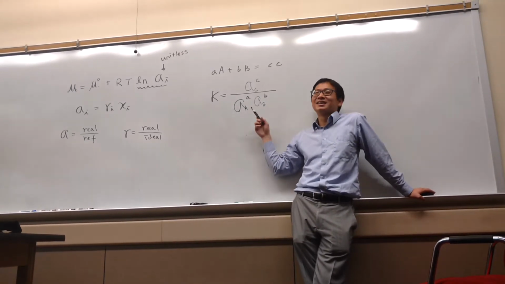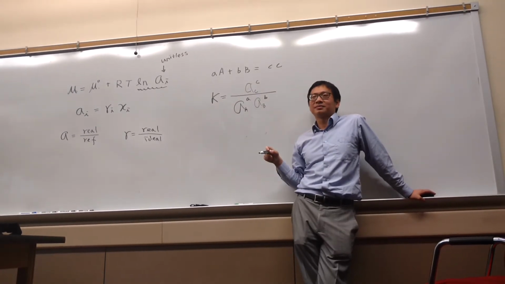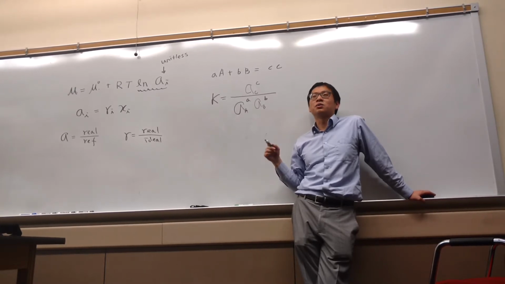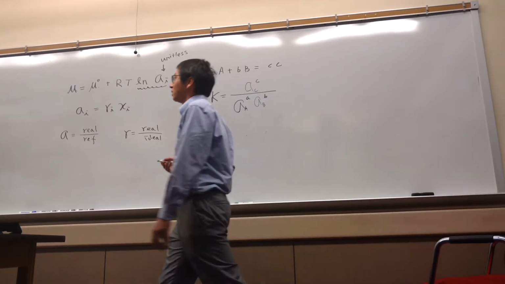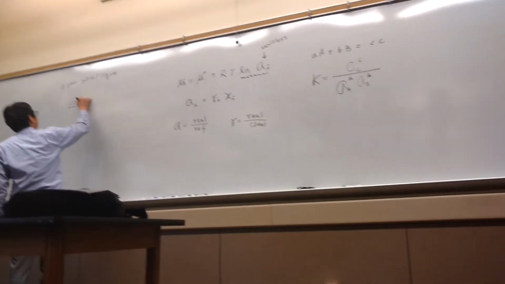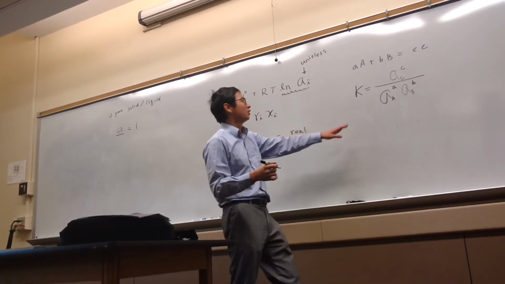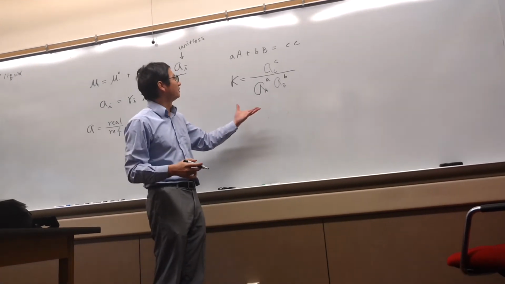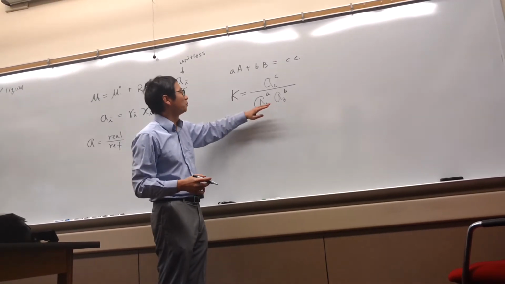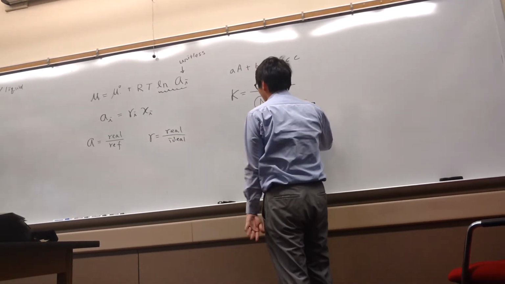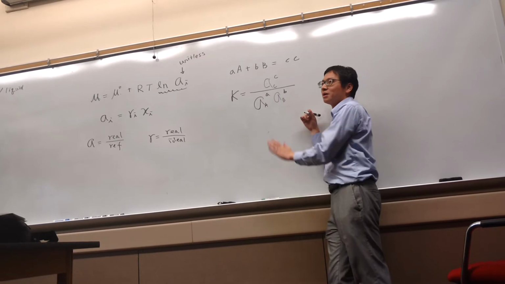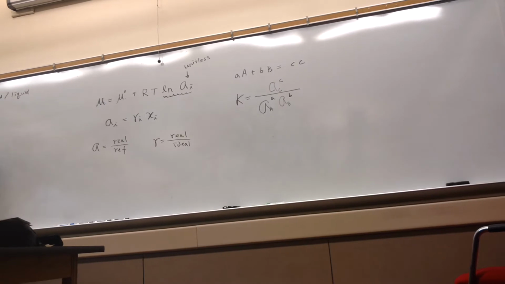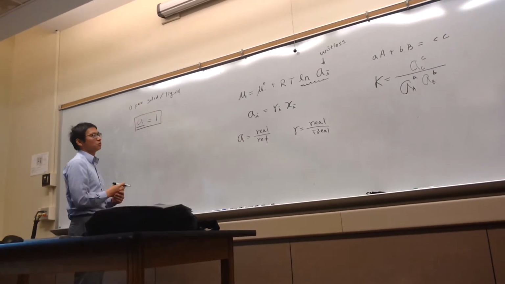So why? Because we say the activity for the pure liquid and pure solid, A, is equal to 1. Since it's 1, no matter what power you have, it's just equal to 1. Effectively, even though you have pure liquid or pure solid, they're just 1 to the A's power, 1 to the B's power. So you know that A of pure liquid and pure solid equals 1.